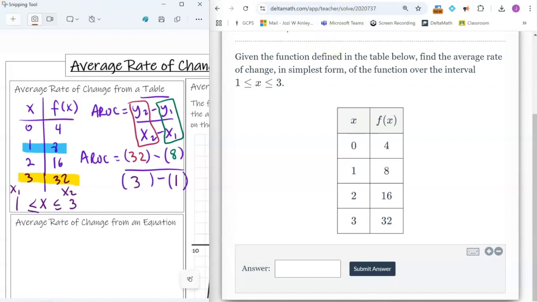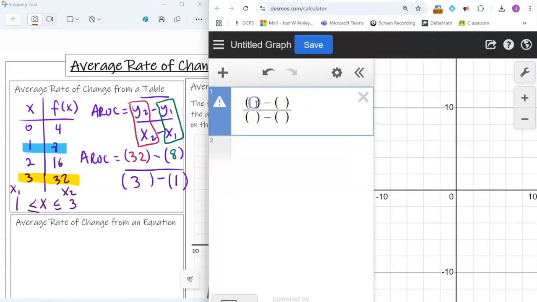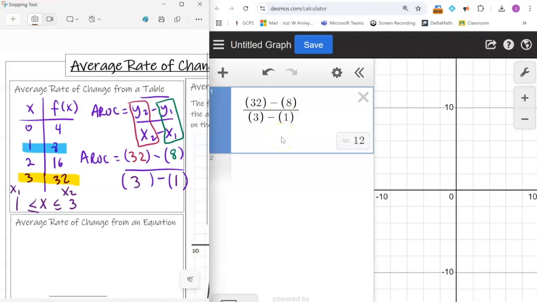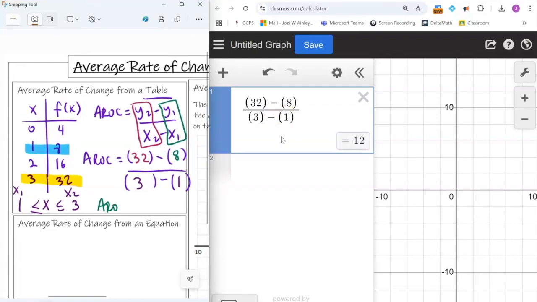All right, and as soon as you do that, you're just going to put that in the calculator. So we're going to type that in. It's 32 here, then 8 right here, then 3 right here, then 1 right here. All right, so that answer, the average rate of change over this interval, is equal to 12. And that's all that you're doing.